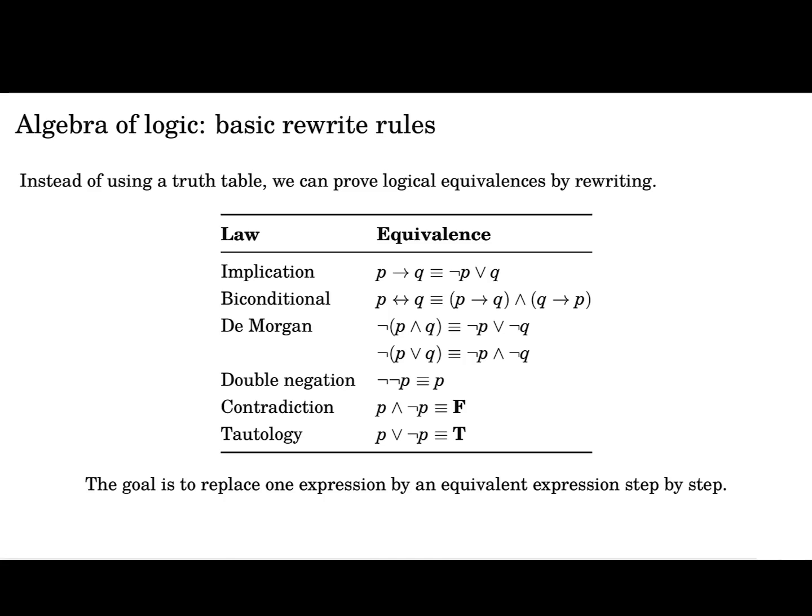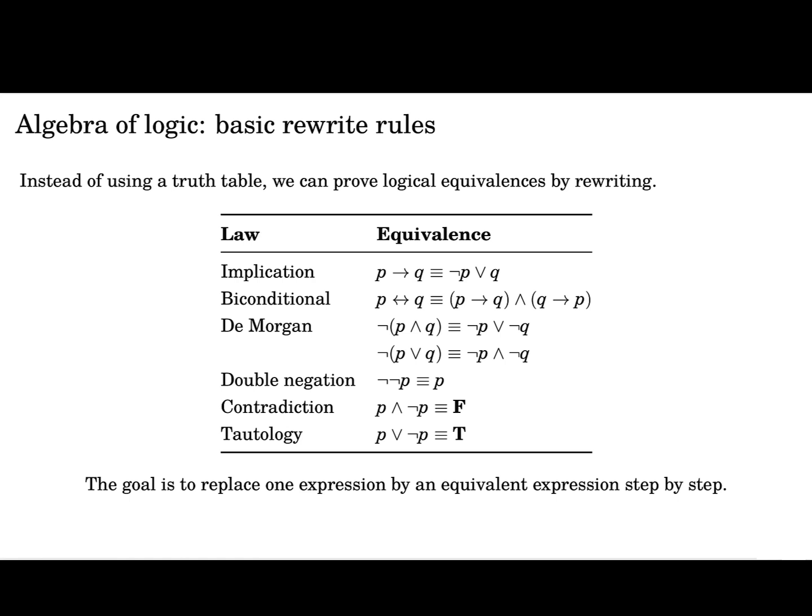Now we introduce another way to prove logical equivalence. Before, we used truth tables, and truth tables are very reliable because you can just check essentially every possible case. But there are other ways to do things, and today we look at a different one, which is sort of like proving logical equivalences by rewriting.